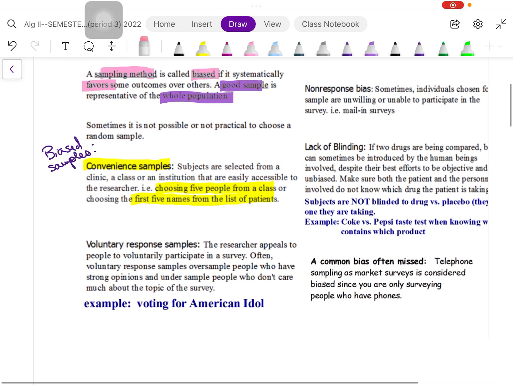The next biased sampling is called voluntary response sampling. It's where the researcher appeals to only people who volunteer to take the survey. An example of that would be like on American Idol when you vote. It is only people who watch American Idol that choose to vote. So it is not representative of the entire population. It is representative of those who have favoritism to American Idol.